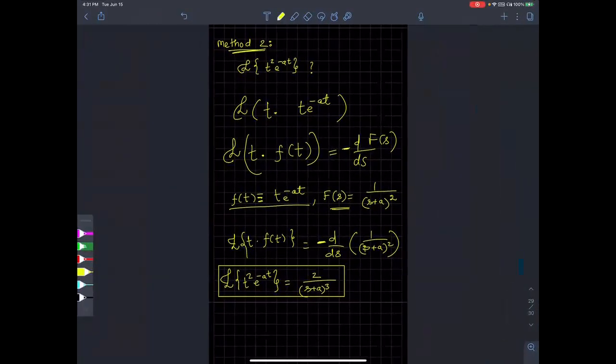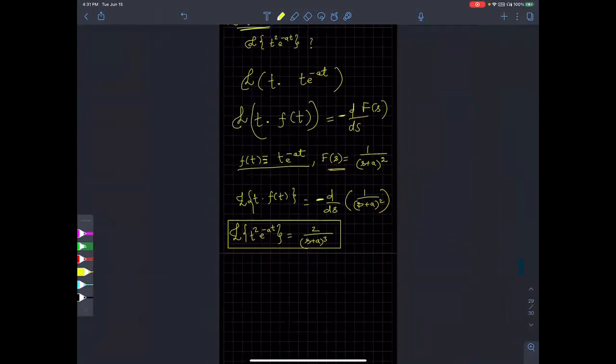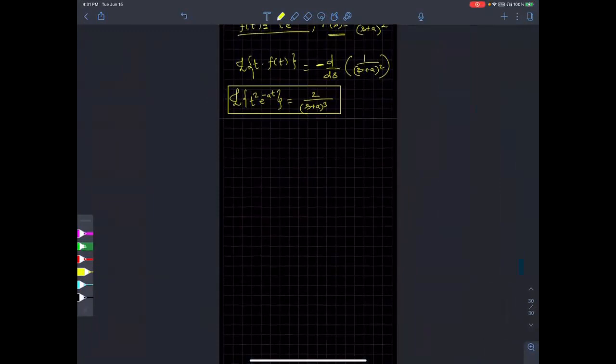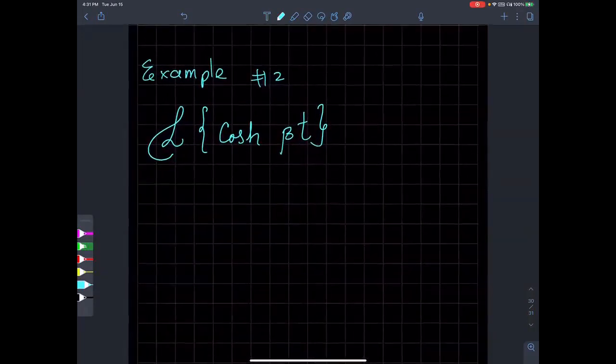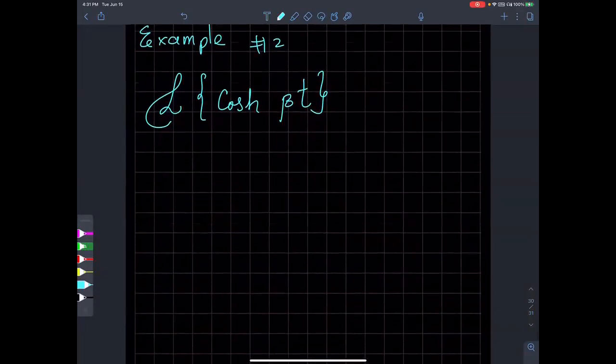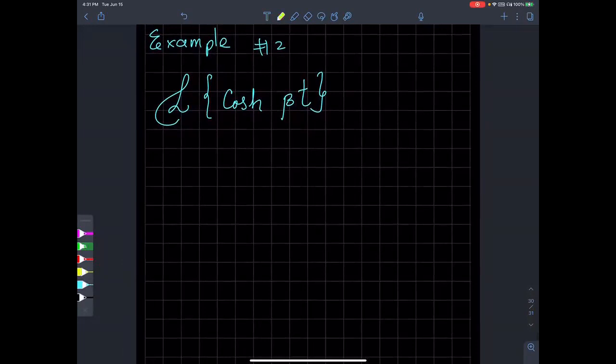Okay, we'll do one more example. Okay, let's do example number 2, where you're asked to find out the Laplace transform of cosh beta t. Okay, how do you find the Laplace transform of cosh beta t?